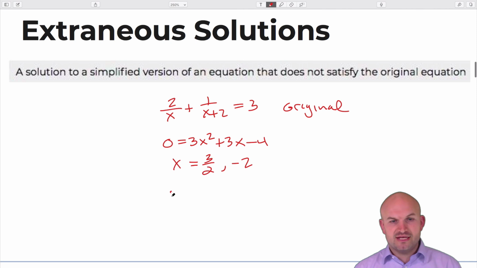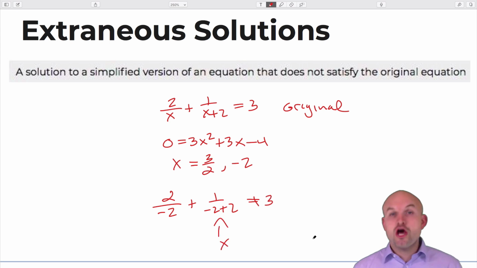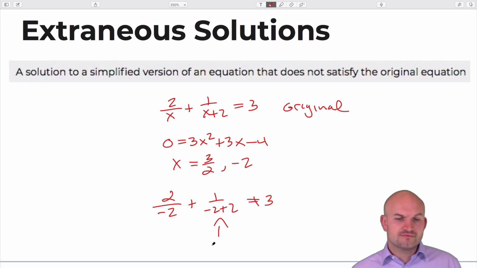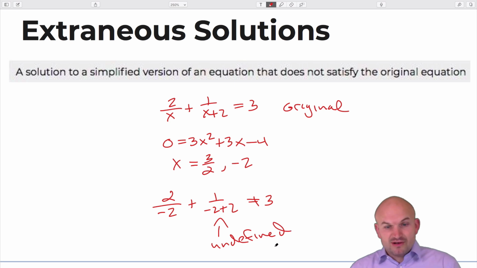So like you can see that 2 over x plus 1, oops, let's do this. 2 over -2 plus 1 over -2 plus 2 does not equal 3, right? Because that is a no-no. I'll just write undefined. So that's undefined. So of course it's not going to equal 3.